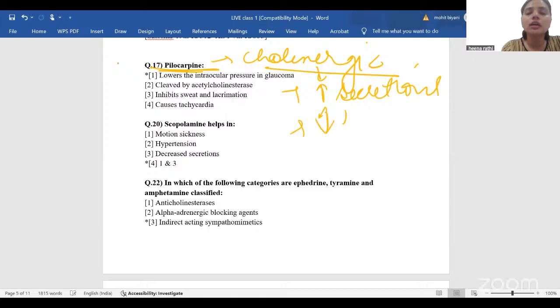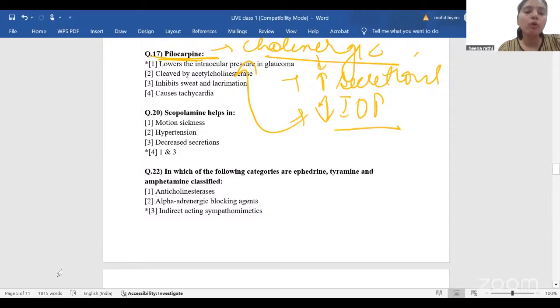Cholinergic drugs are going to decrease the intraocular pressure. In glaucoma, there is an increase in intraocular pressure. To treat that situation, for glaucoma we give this pilocarpine. Previously, pilocarpine was the most commonly used drug in that situation, but nowadays we prefer prostaglandin analogs like misoprostol for decreasing the intraocular pressure more. So pilocarpine lowers the intraocular pressure in glaucoma.